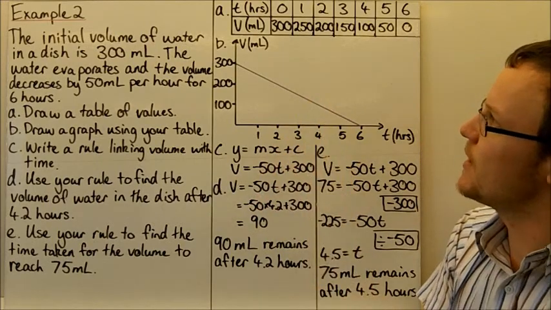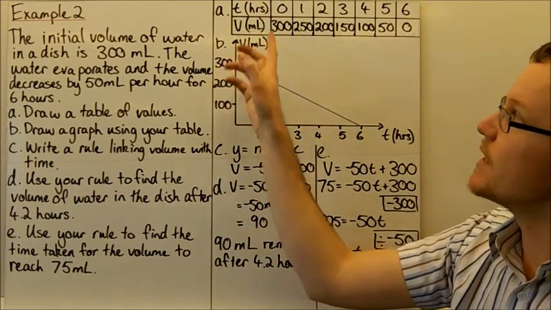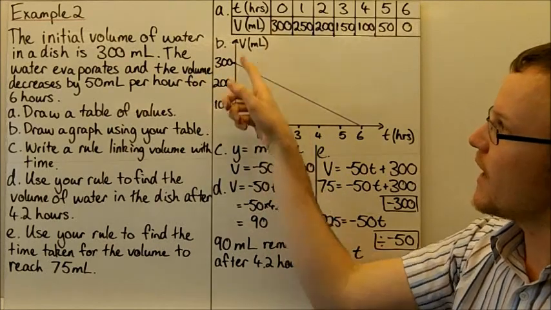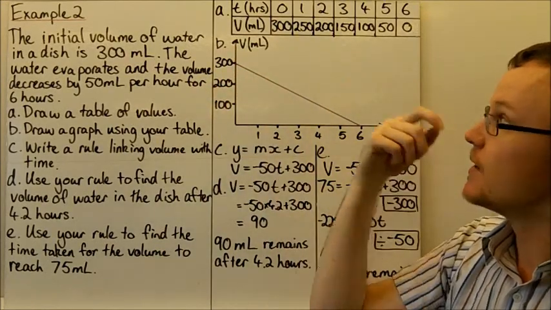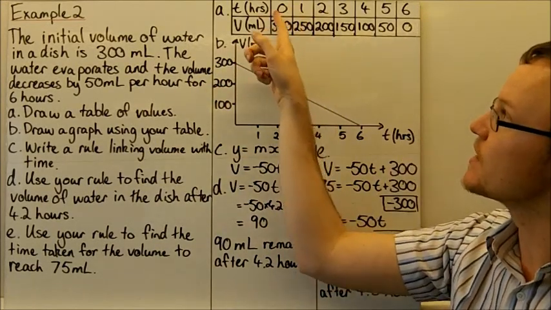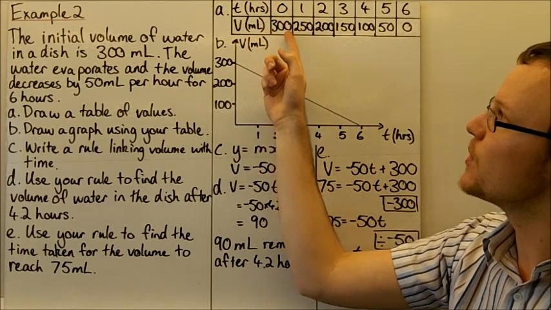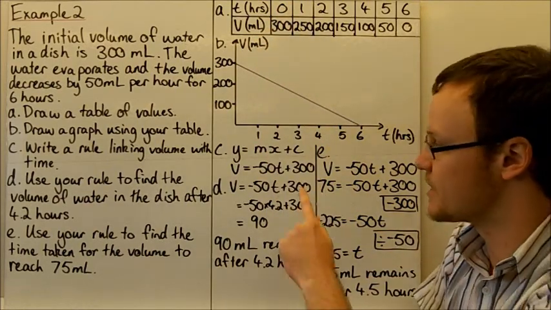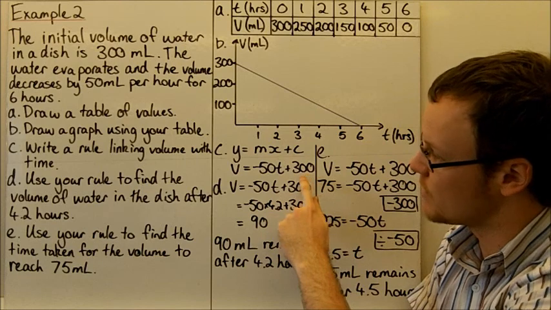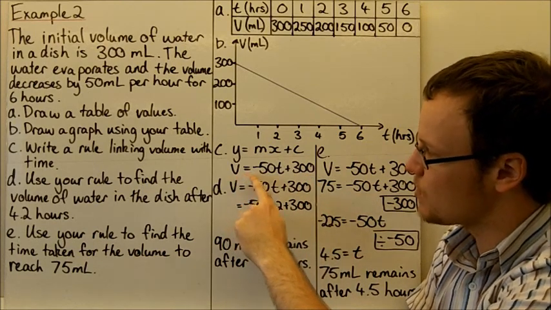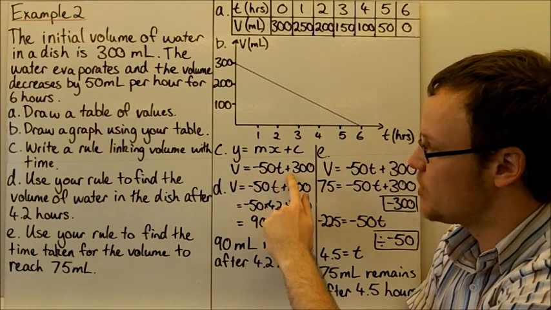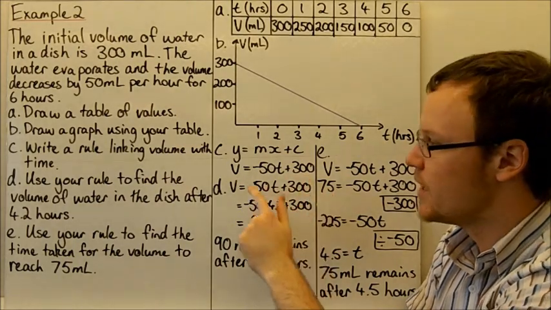Our C value is going to be the y-axis value when time is 0, when the x-axis value is 0. So at that point it's 300 millilitres. So our C value is 300. So this is our rule: V equals negative 50t plus 300.